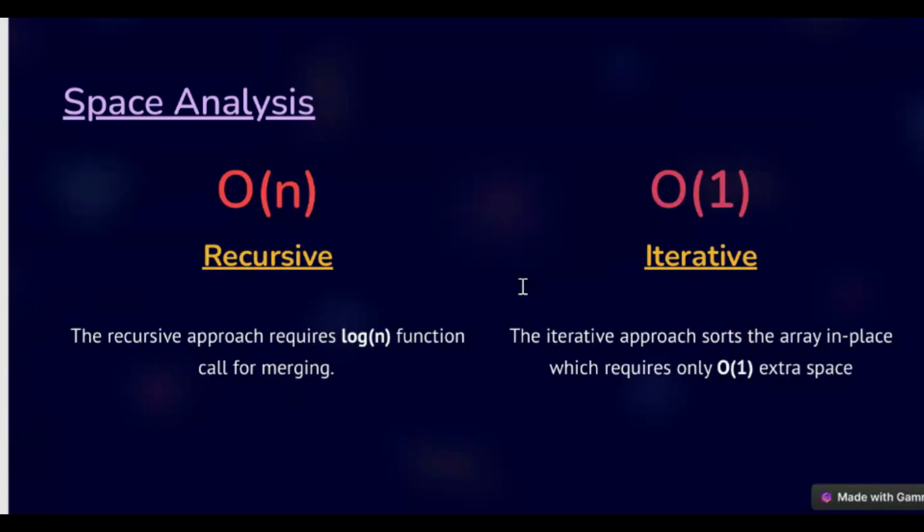So talking about the space complexity, here also we have 2 approaches. The first one is recursive, which will have space complexity of big O of n, because obviously we will be using recursion stack space. Similarly, for iterative, we will have constant space complexity.